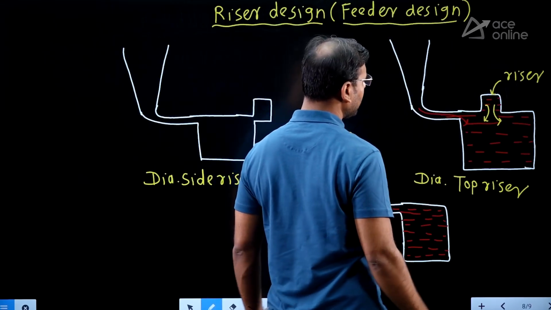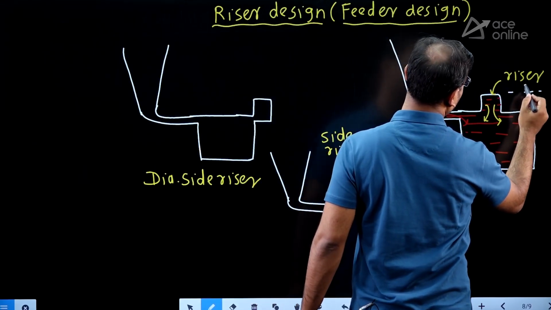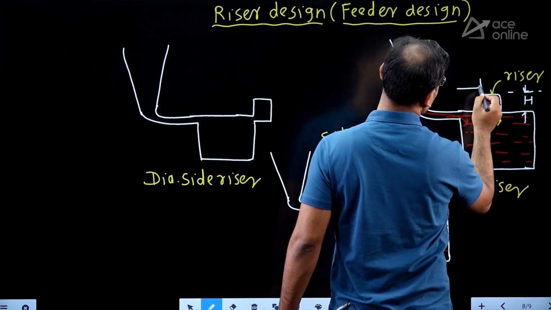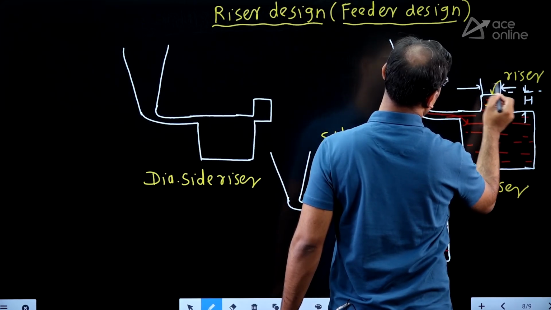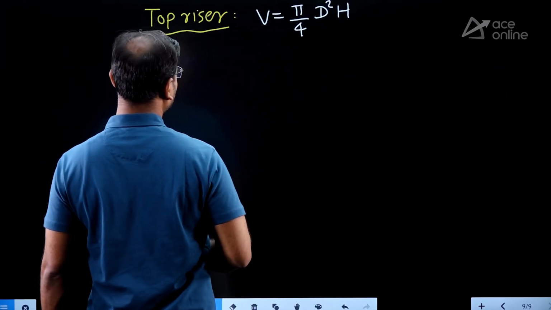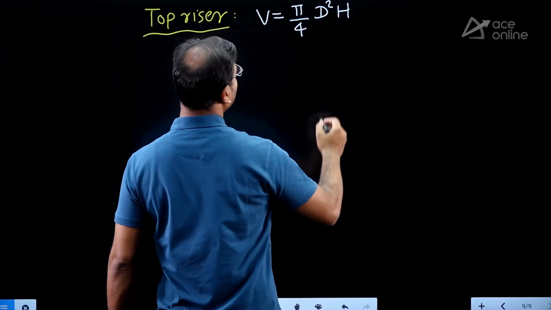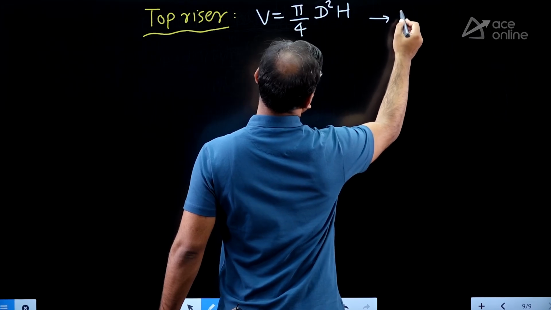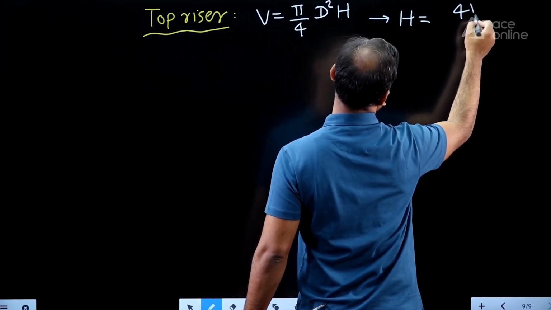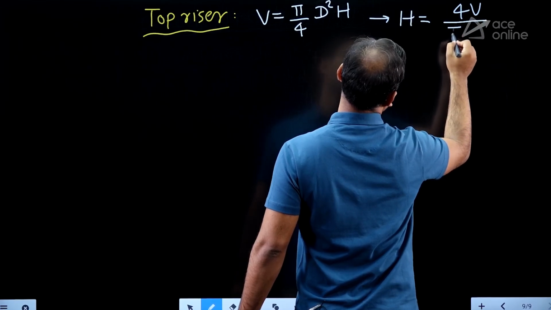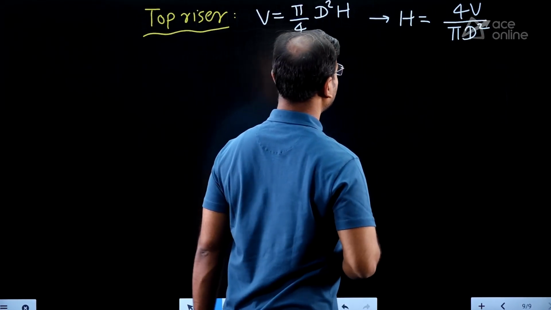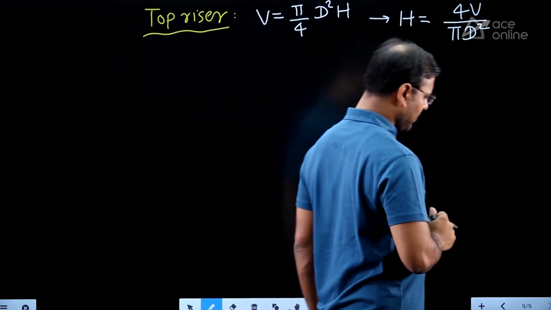If someone wants to show it here, then we can show that this is the height and this is the diameter. Then here the volume is pi by 4 d square h. Then h is equal to 4v divided by pi d square.